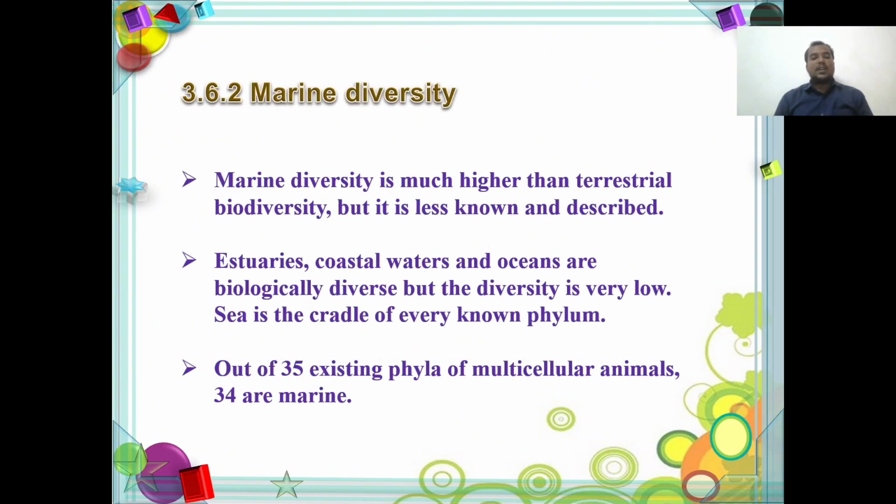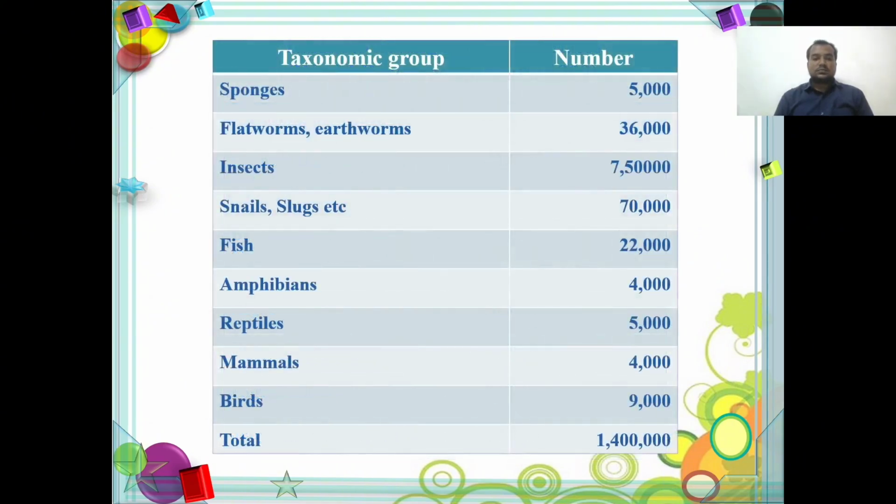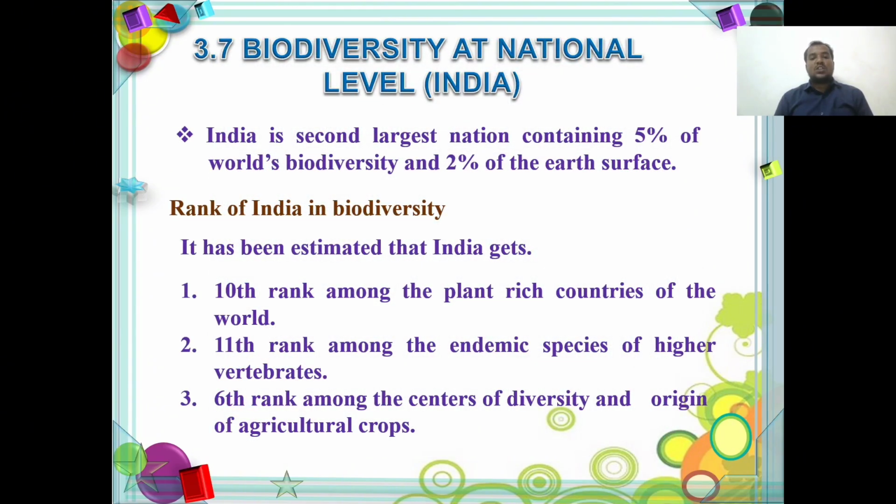Then, marine biodiversity. Marine biodiversity is much higher than terrestrial biodiversity, but it is less known and described. Out of 35 existing phyla of multicellular animals, 34 are marine. So, the living species estimation is stable. Among the taxonomic groups of marine biodiversity, the number of protozoans is 31,000. Some other examples are shown there. This is the taxonomic group and the number of species living in marine biodiversity.